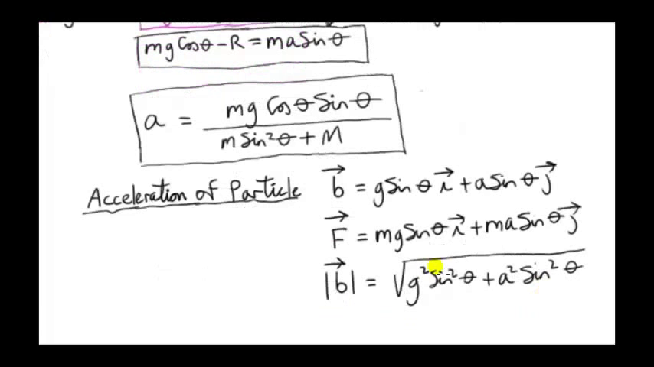We can consider the magnitude of the acceleration of the particle. We just square both components and sum them. Sine squared theta is a common factor here which can be pulled out. The square root of sine squared theta is sine theta, and inside we have the square root of g squared plus a squared. So this will be the acceleration of the particle.